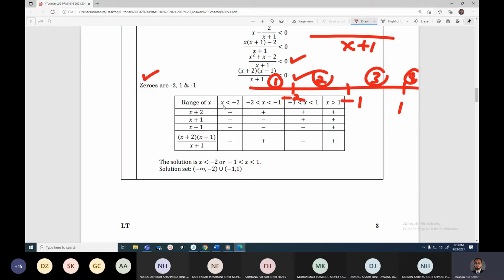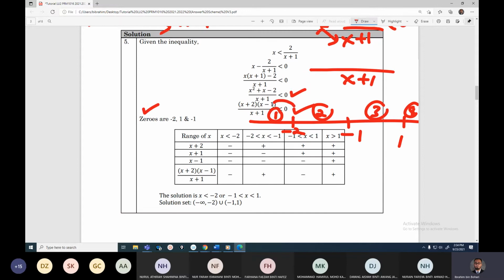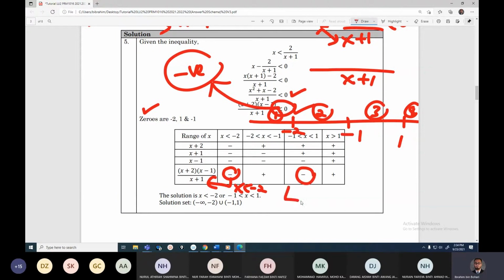From the left, between negative infinity and negative 2 is the first interval, between negative 2 and negative 1, between negative 1 and 1, and then 1 to positive infinity. Make sure the intervals are enough. If your intervals are not enough, one of your answers will be missing. The signs from the left are negative, positive, negative, and positive. The solution is less than 0, so negative. First solution, x less than negative 2, and the second solution between negative 1 and 1. Combine the two solutions: negative infinity to negative 2, union, negative 1 to 1. This is your answer.